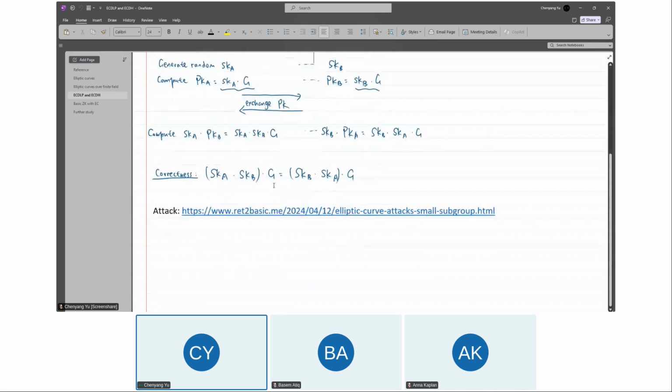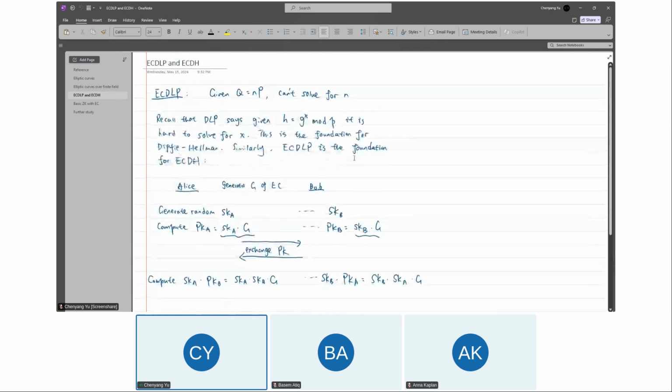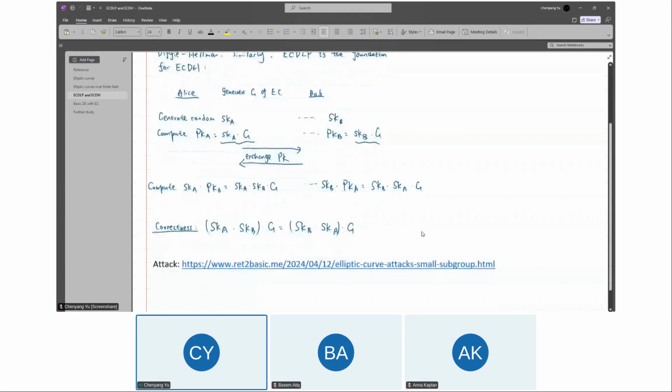So yeah, I'm promoting my own article again. This is my blog. If you are interested in a small subgroup attack on the ECDH, you can read it here.